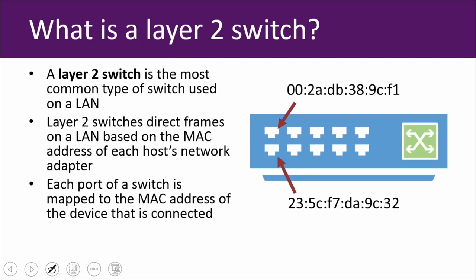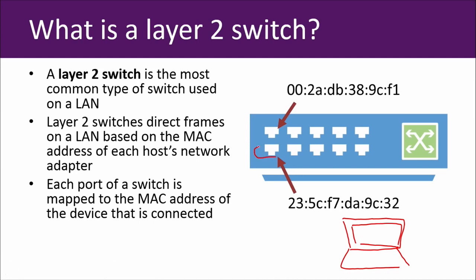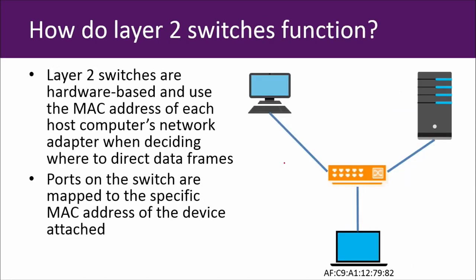So you might have two computers. Maybe we have a laptop down here that features that MAC address of 23.5C, F7, and so on. This port right here is then going to be dedicated to that MAC address. So these guys, layer 2 switches, function simply using the MAC address to dictate where information is going to go.